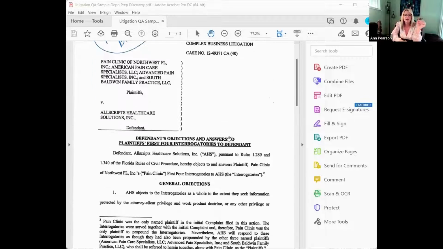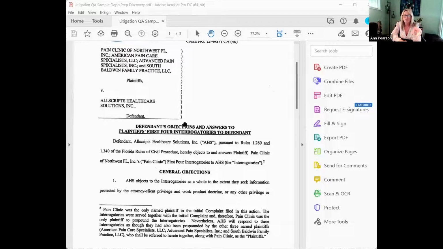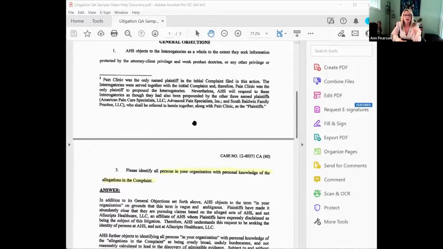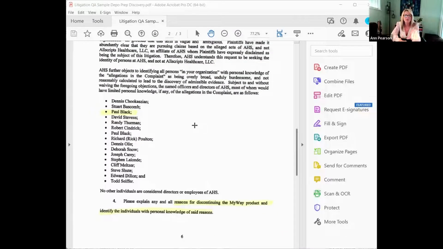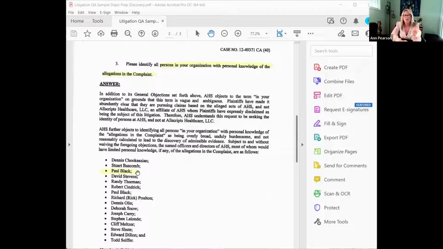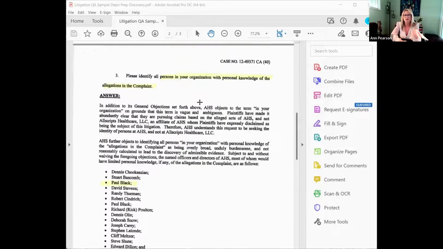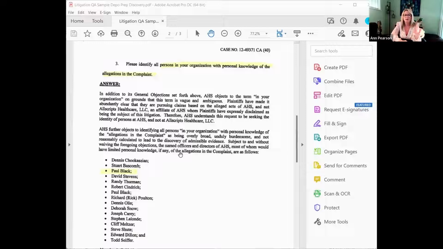So you've got the cover page that tells them which interrogatory response it is. And then the first page that mentions him is page 6, right? So it mentions him in the answer to interrogatory number 3. So you have one option. You could just include the pages that mention him, and you're highlighting what it is. So in this way, the attorney can quickly surmise that Paul Black is one of the persons in their organization with personal knowledge of allegations in the complaint.